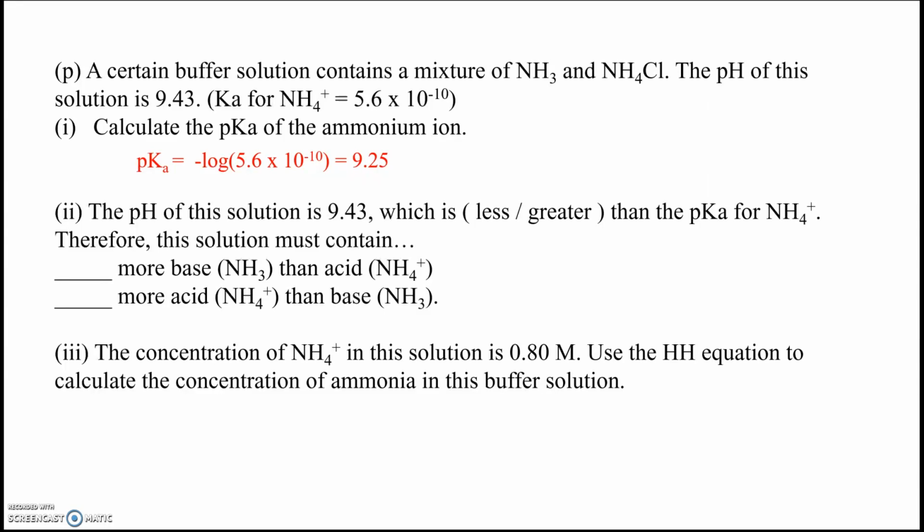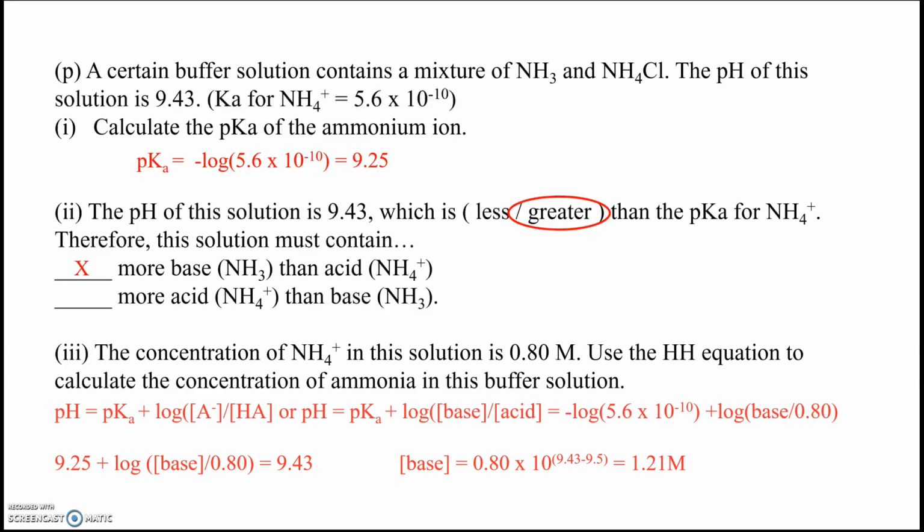Item 2 says the pH of this solution is 9.43. Well, obviously that's greater than the pKa. Therefore, this solution must contain more base than acid. And item 3, the concentration of NH4 plus in this solution is 0.8 molar. Use the HH, or the Henderson-Hasselbalch equation, to calculate the concentration of ammonia.